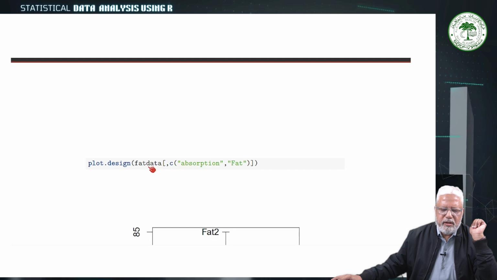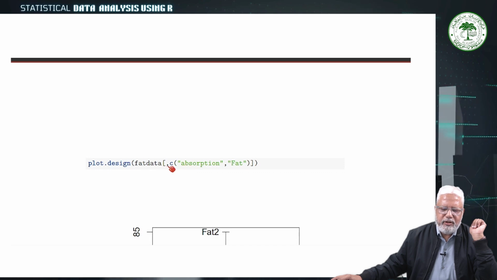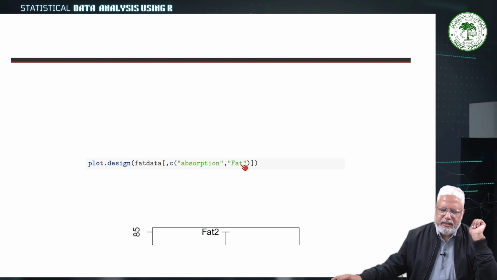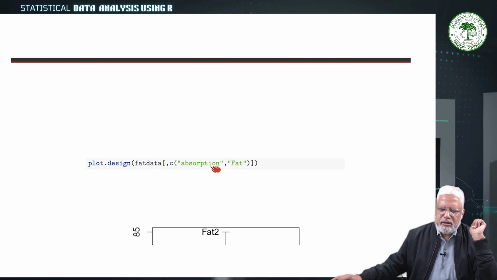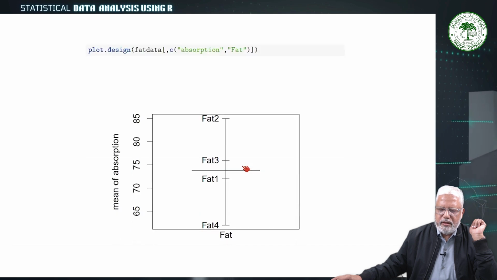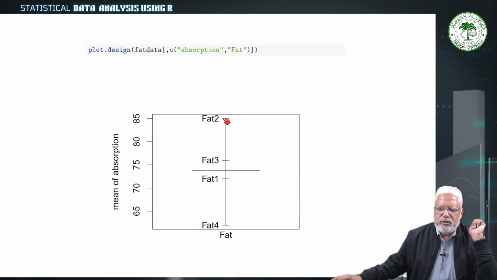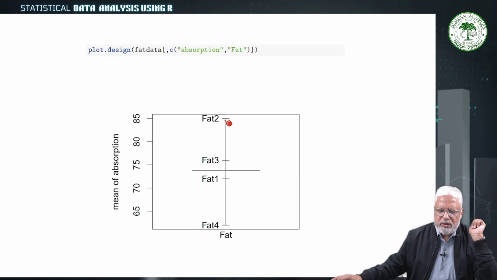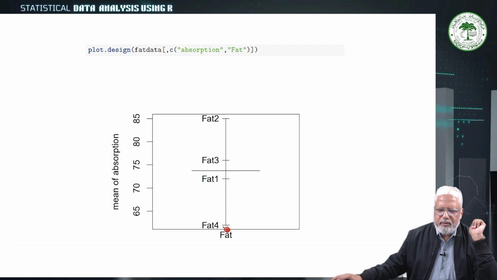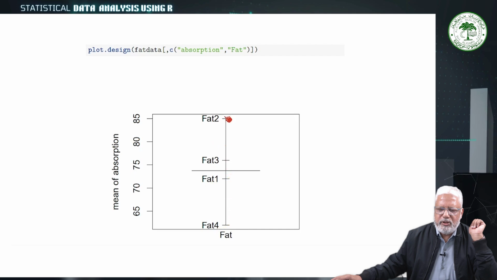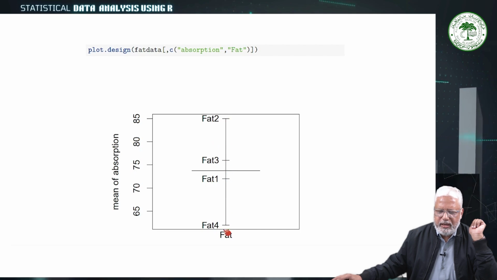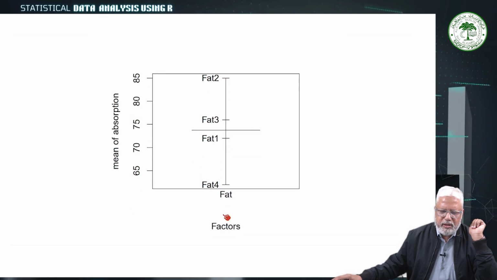plot.design fat data, and we are selecting the columns absorption and fat. Here at least one numeric column and one categorical column should be there. So absorption and then fat. See, fat 2 is the maximum observed, whereas fat 4 is the minimum absorption. Fat 3 and fat 2 are above average absorption, whereas fat 1 and fat 4 are below average absorption.